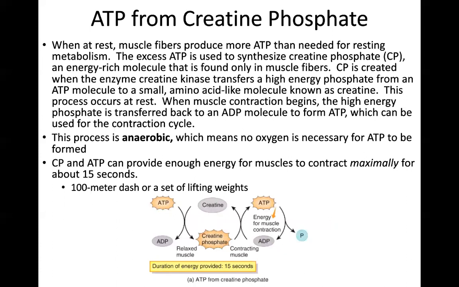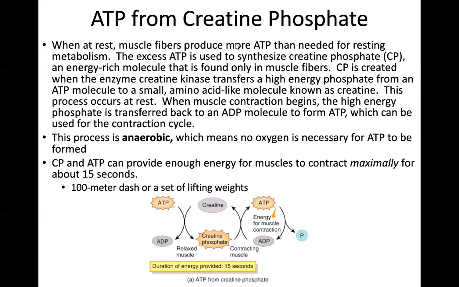The first is through what's called creatine phosphate. Creatine phosphate is something we're going to talk about on this page. Okay, reading through. When at rest, muscle fibers produce more ATP than they need for resting metabolism. So we take that ATP, the excess ATP that is, and we use it to synthesize creatine phosphate, or CP. Actually, you can also write it phosphocreatine, PC. So you'll see it some ways CP, some ways PC, same thing.